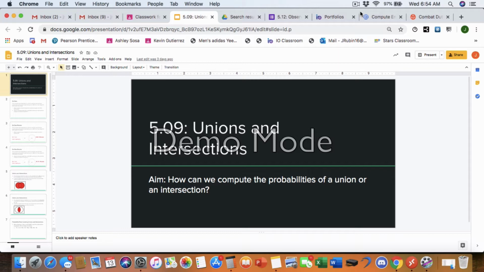Yesterday, or Monday's lesson, was really about identifying and understanding the wording, as well as understanding potentially how to diagram it. This lesson is really about how do you find the values behind them.